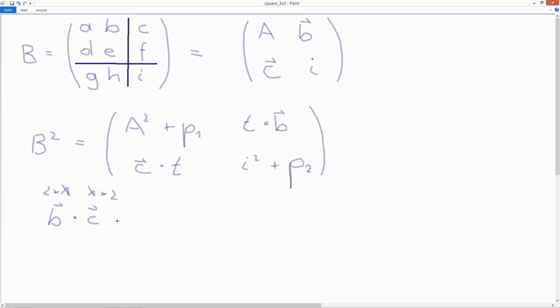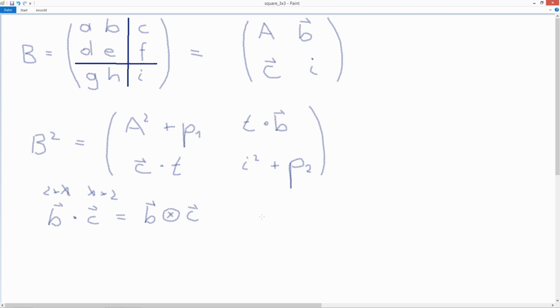This product is also called the tensor product of the vectors B and C, and it is written like that. B tensor product C. And this is a 2 times 2 matrix.